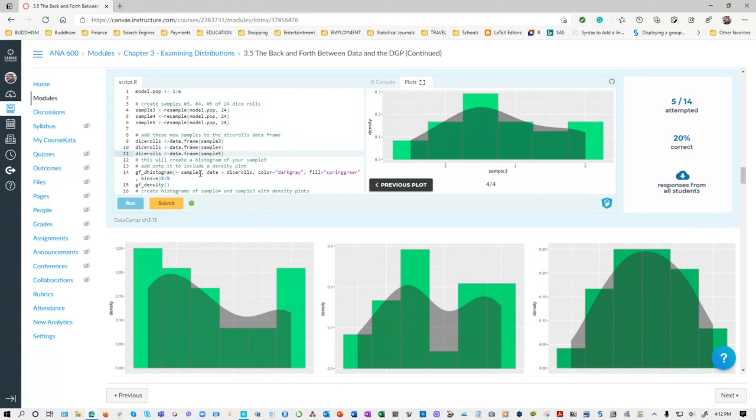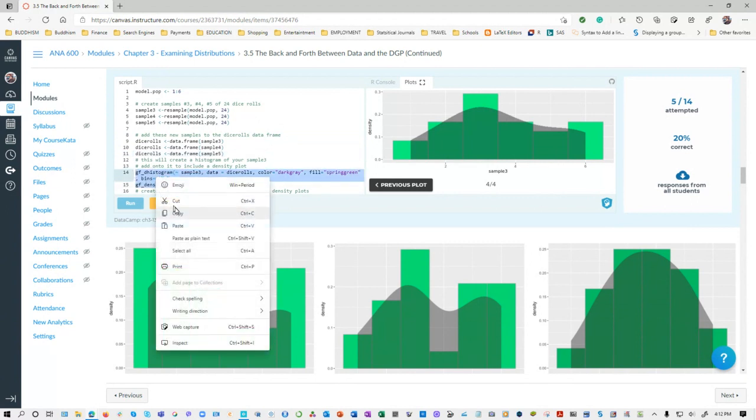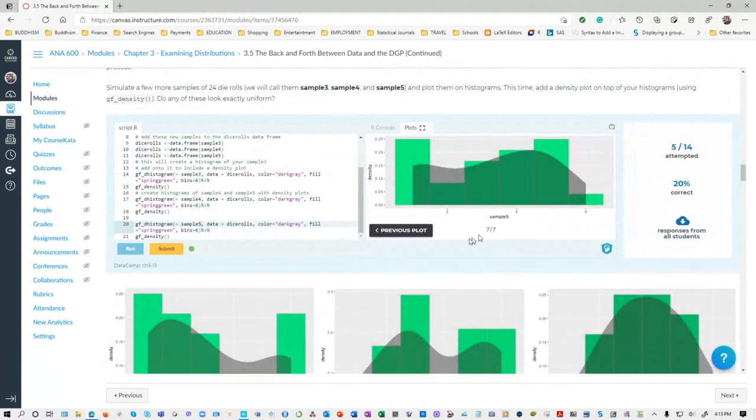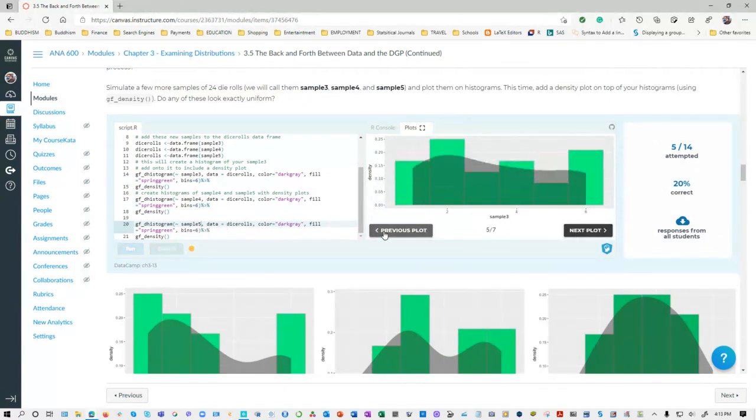Then we're going to do this one, sample 4. Then the other one, the histogram for sample 5. This is for sample 5, this for sample 4, this for sample 3. We already have sample 3. This is how we're going to do that.